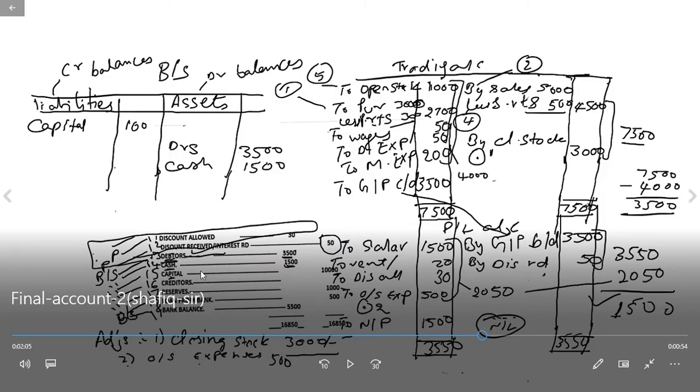Cash also has a debit balance, so I have written it on the asset side. If you don't know, no issues. Just if it is a debit balance, shift it to assets. If it is a credit balance, shift it to liabilities.